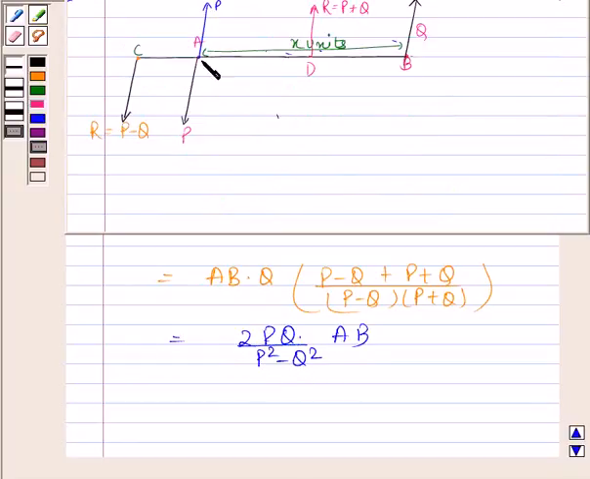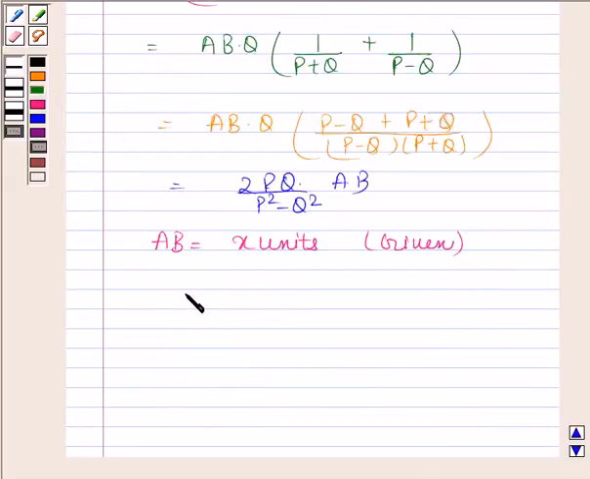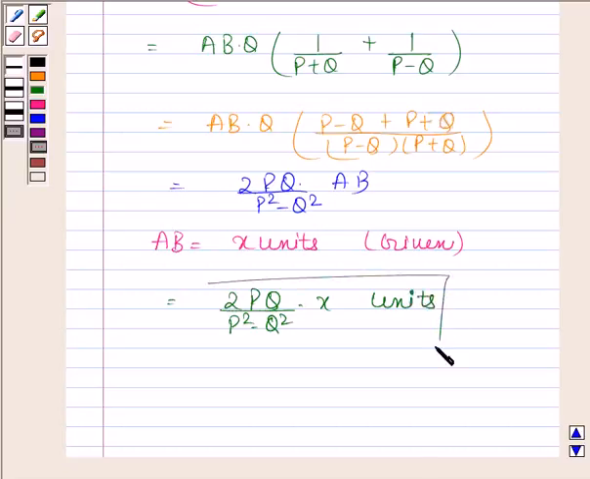In the question, we are given that AB is equal to X units. So, by substituting X in place of AB, we get 2PQ by P square minus Q square into X units. Proved that if direction of force P is reversed, then the resultant is displaced by a distance 2PQ by P square minus Q square into X units. So this completes the session.